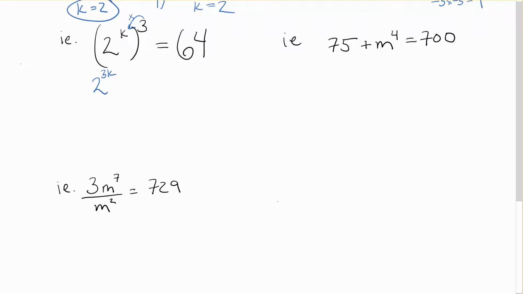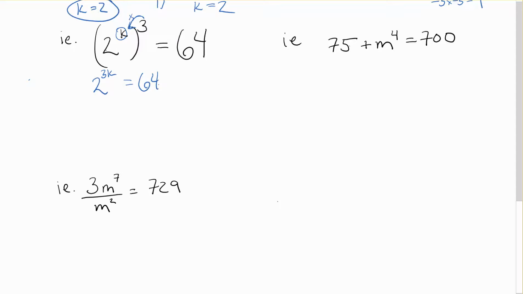Now if any of you are thinking, oh, why isn't that 2 to the power of 3, times k, or getting confused why I haven't turned that into an 8 for some reason. Remember, you multiply the power by the exponent outside. So 2 does not have a power of 1 here, it has a power of k, which is why I'm not turning it to 8. I'm just going to say 2 to the power of 3k, 3 times k, is equal to 64.